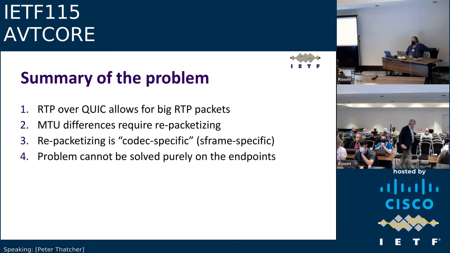So a summary of the problem is that with RTP over QUIC, you can have big RTP packets. You can have MTU differences also, and these require repacketizing. But repacketizing, as mentioned in the RTP over QUIC draft, may be codec specific, which might mean S-frame specific. And this can't be solved purely by the endpoints. This is something the middle box needs to be able to do, but it has to work within the bounds of what it has with S-frame, which is encrypted. Next slide.